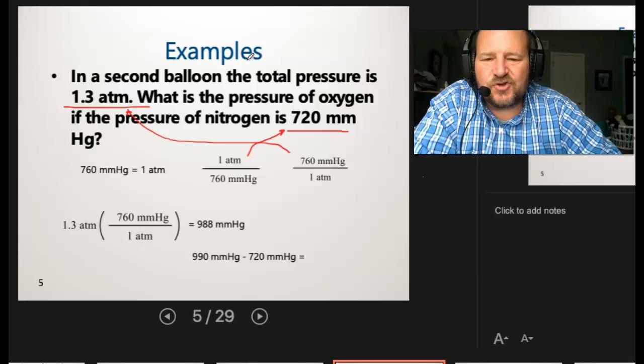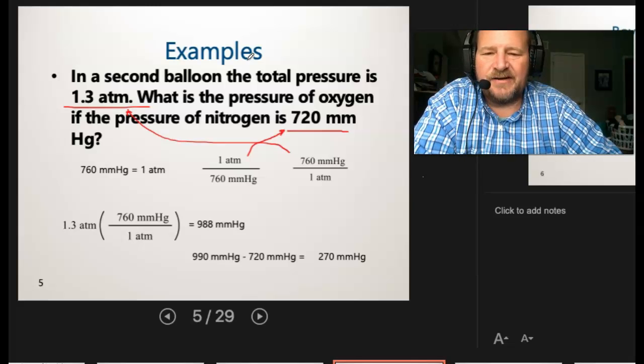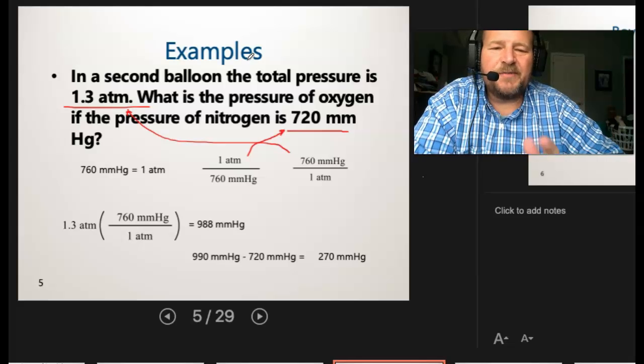And then of course I'm going to subtract the nitrogen, which was 720, which means the oxygen then has to be 270 millimeters of mercury. So again, they don't get much harder than that.